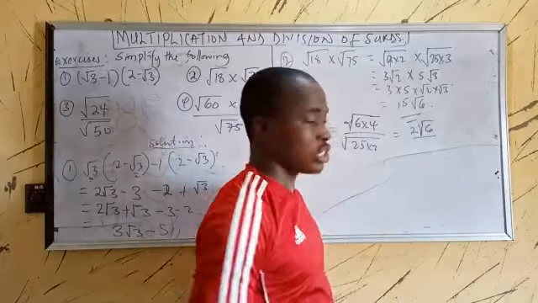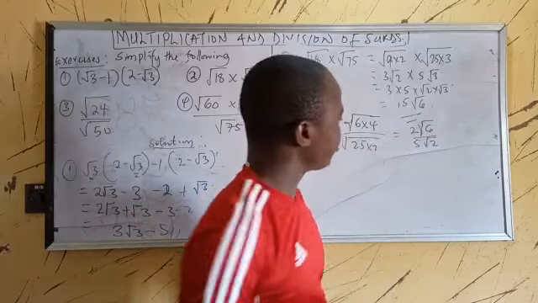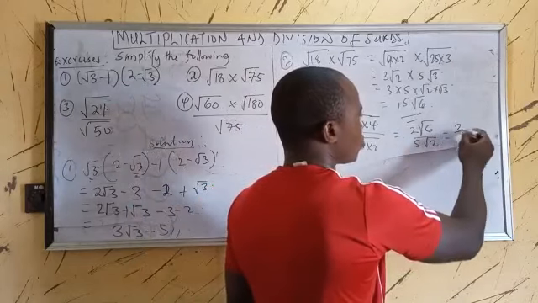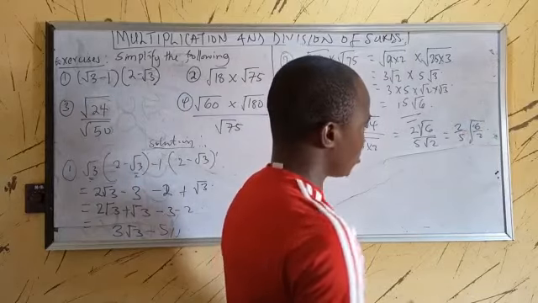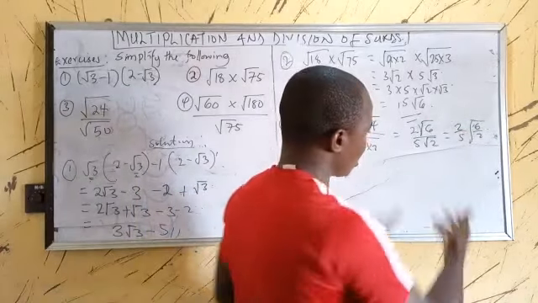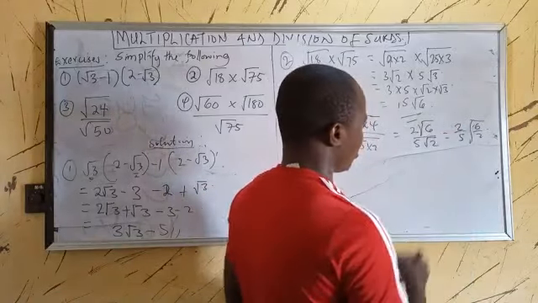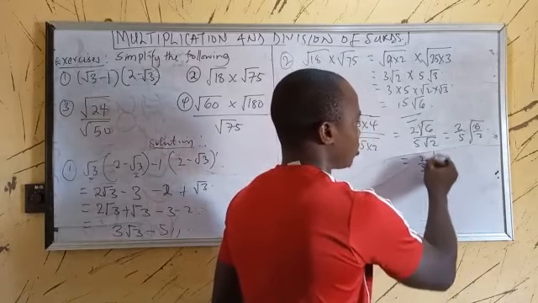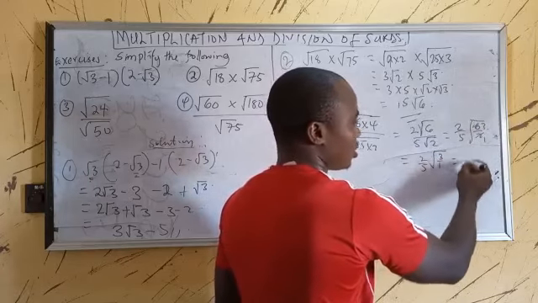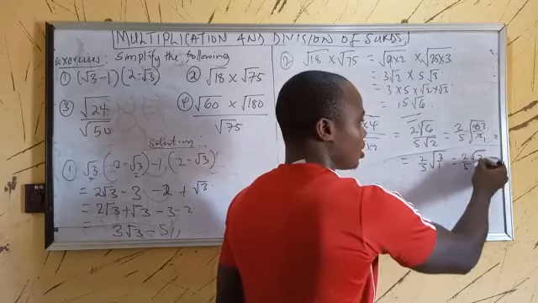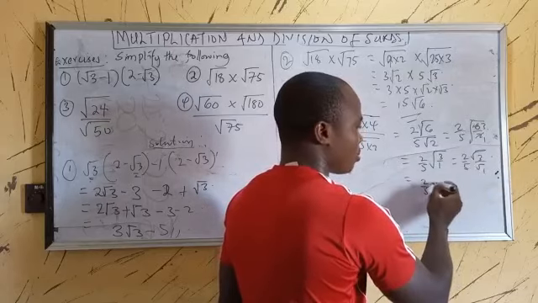Because 6 under root is not perfect. Also this one, we have 5 root 2. So from here, we have 2 root 6 over 5 root 2. From the law, since it's division, we can have 6 and 2 under the same square root. So 6 over 2 is 3 over 1, and we have 2 over 5 multiplied by root 3 over root 1.